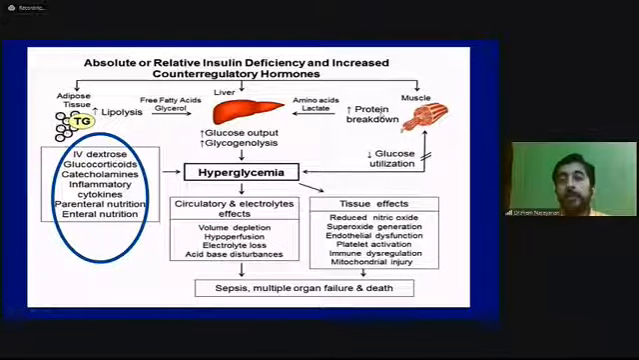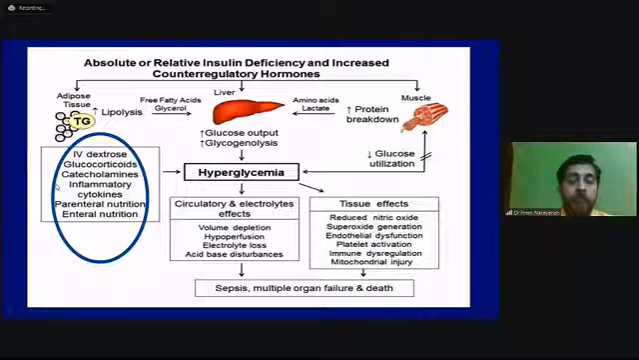Then again, because of the insulin deficiency or reduced action, you can see the muscle protein can break down, and muscle glucose utilization comes down. With muscle protein breakdown, the amino acids again reach the liver, resulting in increased glucose output. So you can see here how hyperglycemia occurs.